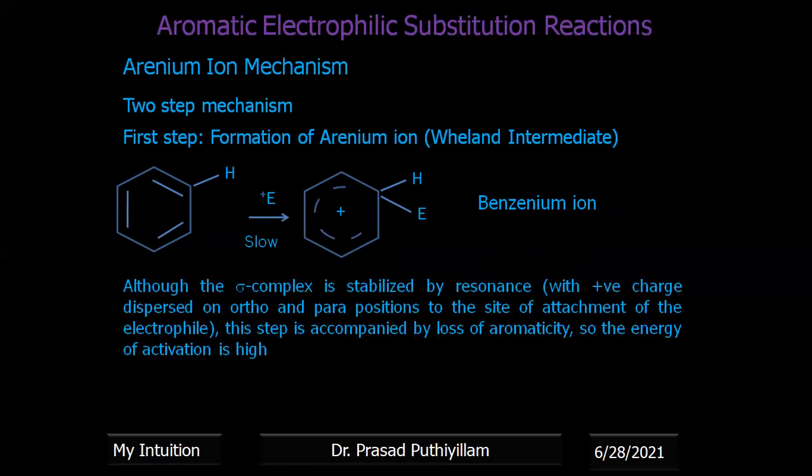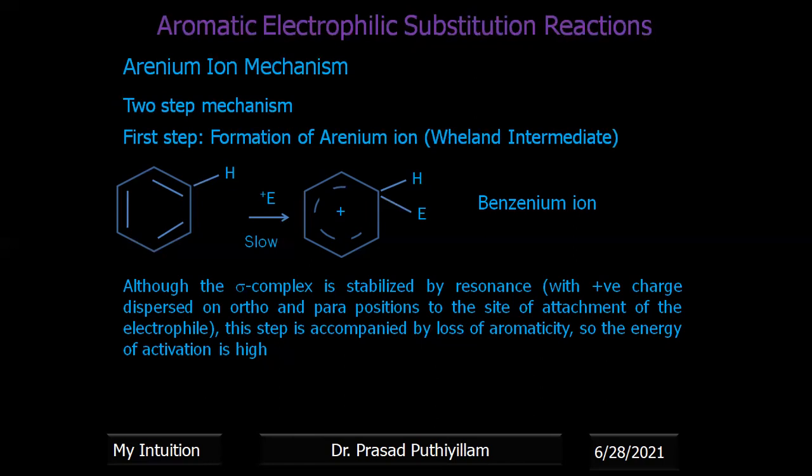Now this sigma complex is stabilized by resonance. That means the positive charge is dispersed on the so-called ortho and para positions. What are ortho and para positions, you already know, but anyhow, in this particular video class I'm explaining that in detail, because in aromatic electrophilic substitution reactions, the ortho para directing groups, the ortho para ratio, as well as meta position substitution, are all very important. Therefore, the positive charge is dispersed on the ortho and para positions to the site of attachment of the electrophile. That means the sigma complex is stabilized by resonance.